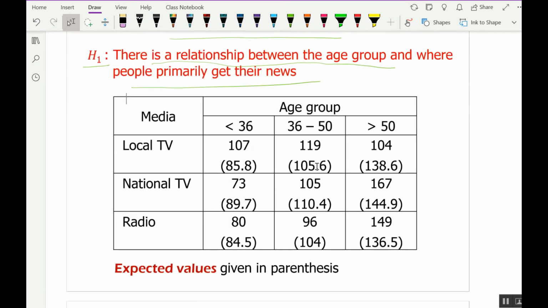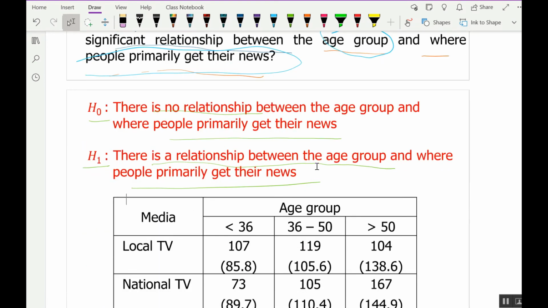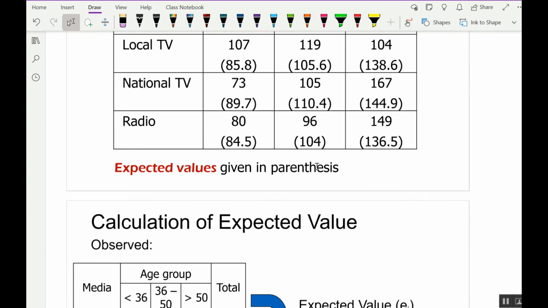Okay, so again, here is the table that was given to us just now, which shows the age and the sources of media. Now you can see in the parentheses, or the brackets, there is another value, like 85.8 and 105.6. So what is this value? Basically, for this table, the expected values are given in the parentheses.